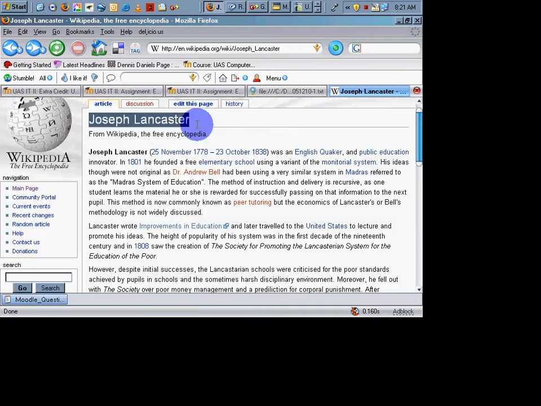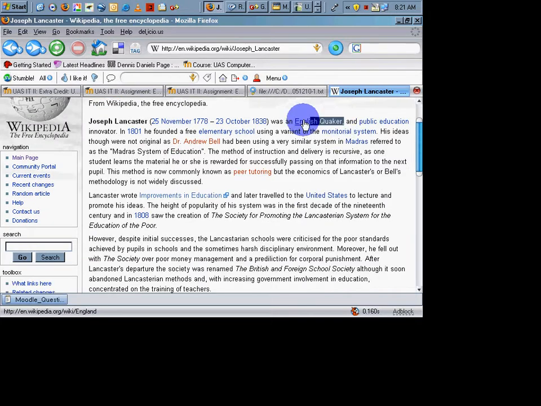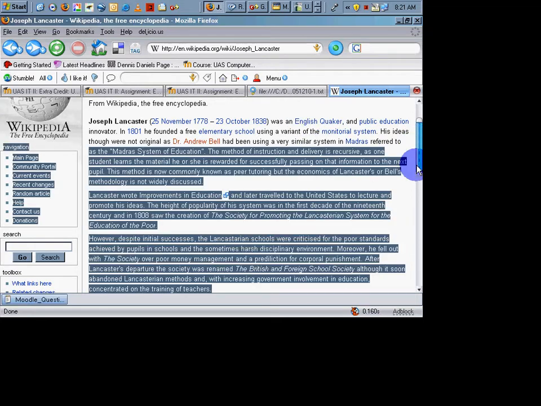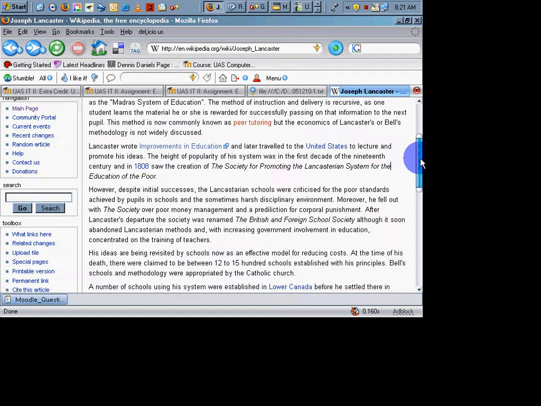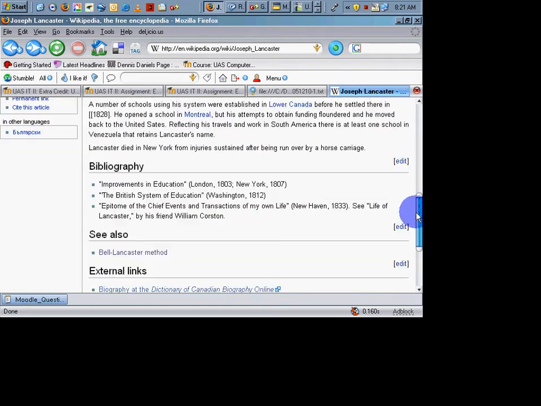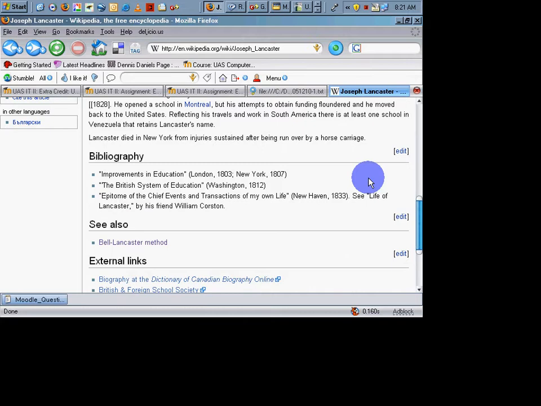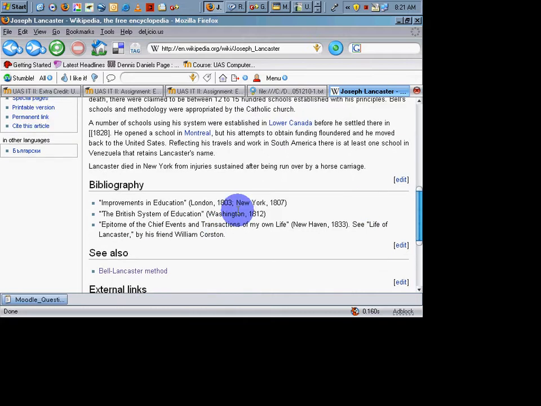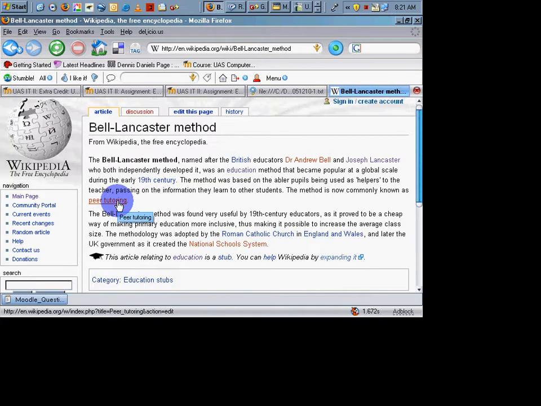Whether or not you agree with his life and what he represented as far as a Quaker, the ideas that he laid down are very similar to the ideas that you'll find today in most flat management organizations where everybody is responsible more or less for assisting each other. It became known as the Bell-Lancaster method, and it's also even more popularly known as peer tutoring.